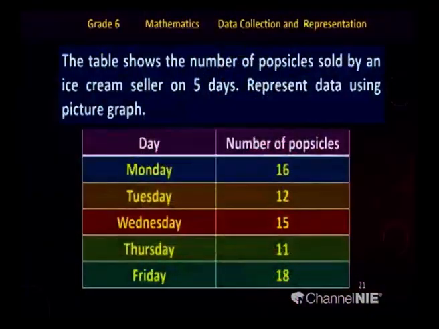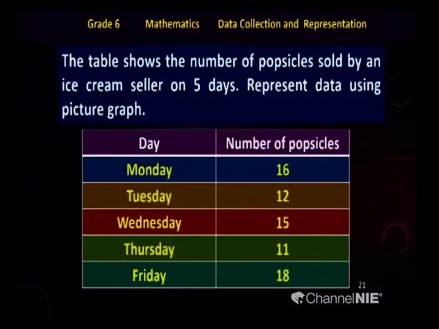Then, okay children, this is another question. The table shows the number of popsicles sold by an ice cream seller on 5 days. Represent data using picture graphs. Here you can see this table. What are the days you can see? Monday, Tuesday, Wednesday, Thursday and Friday. So, number of popsicles here: 16 on Monday, 12 on Tuesday, 15 on Wednesday, 11 Thursday and 18 on Friday.